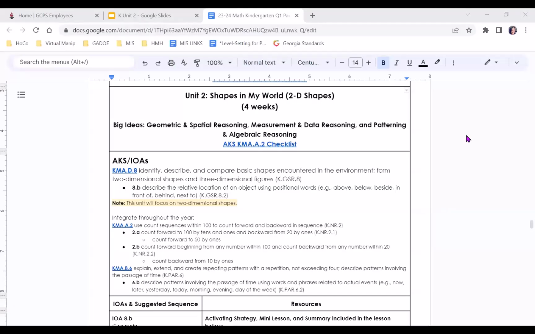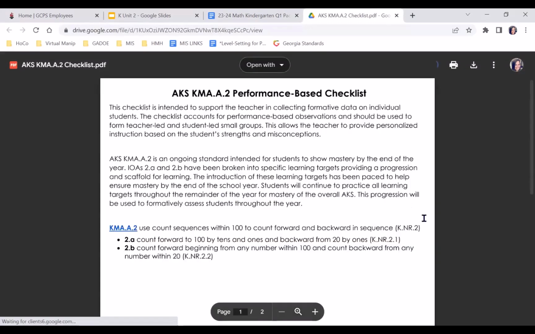In the box which names the unit, you will see the suggested pacing. For Unit 2, we suggest about 4 weeks. The big ideas for the unit are included, as well as any links we feel could be beneficial for the entire unit. We have provided a checklist for AKS 2.